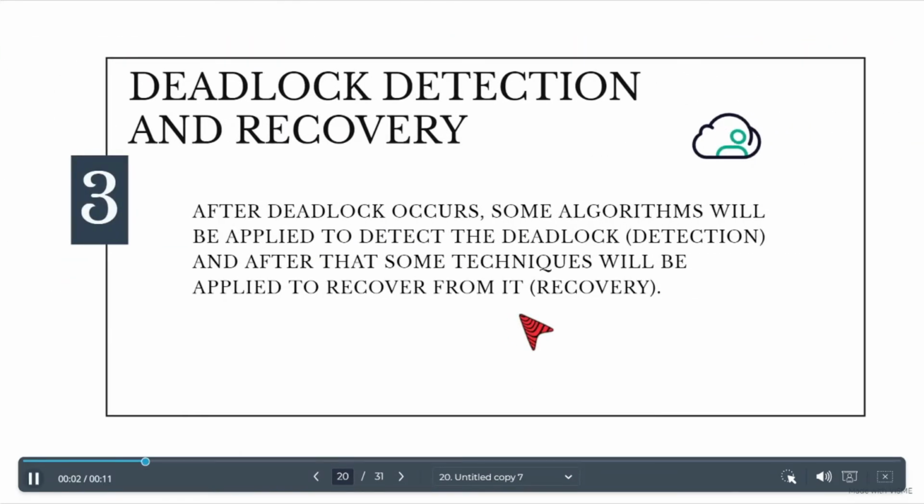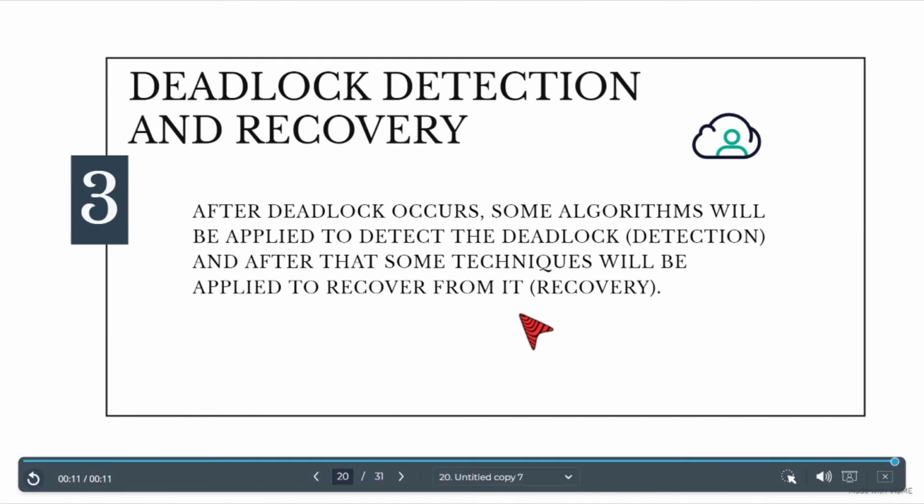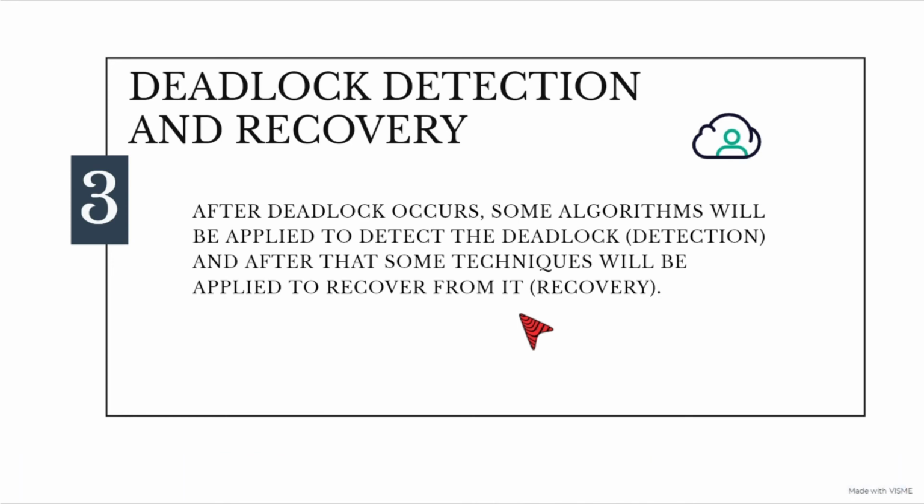The next handling mechanism is deadlock detection and recovery. After deadlock occurs, some algorithms will be applied to detect the deadlock, and after that, some techniques will be applied to recover from it. So in this mechanism, the deadlock should already be present in the system, then only we can detect it. Like if you have a virus in your body, only then can you detect whether the virus is there or not. If you don't have the virus, there is no use of detection and recovery. So as soon as the deadlock comes, we detect the deadlock and then recover from it.